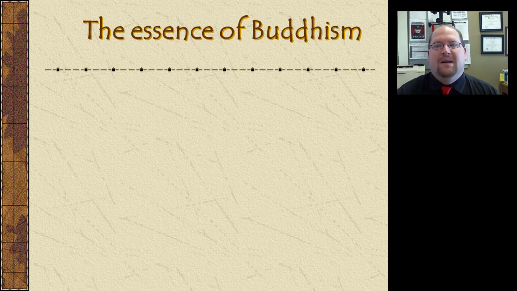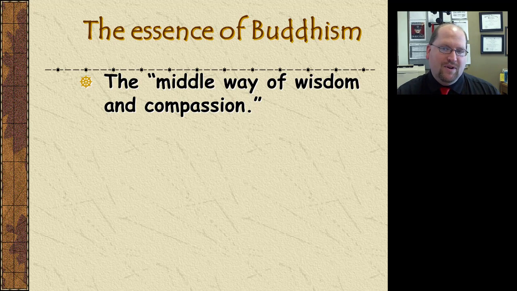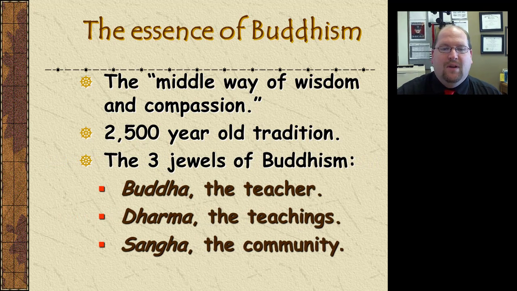All right, now it's time for some details and to get into the essence of Buddhism and what it all entails to follow the faith. So, the essence of Buddhism can be characterized as the middle way of wisdom and compassion. It has been a tradition for over 2,500 years, as we mentioned before. And within this tradition, there are what are called the 3 jewels of Buddhism. Buddha, who is the teacher, Dharma, the teachings of Buddha, and Sangha, the community of followers.